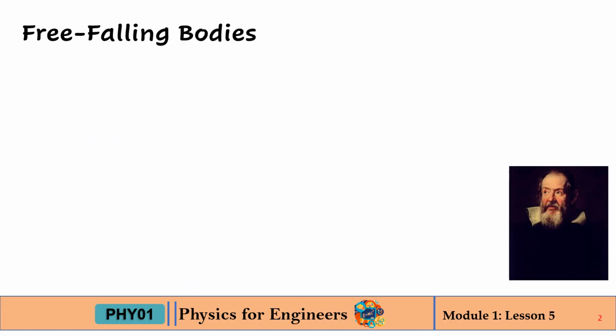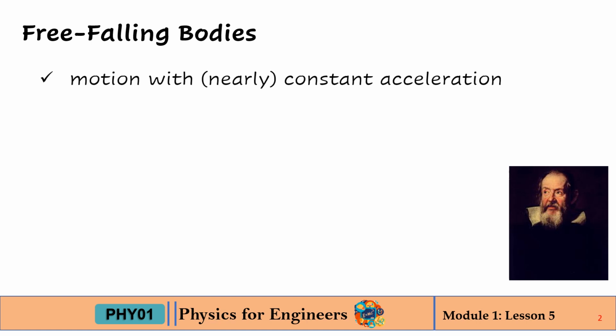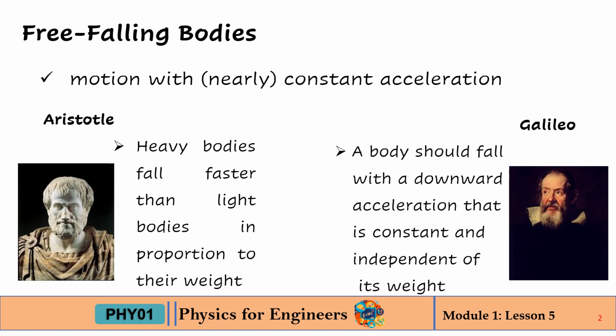The most familiar example of motion with nearly constant acceleration is a free-falling body under the influence of the Earth's gravitational attraction. Such motion has held the attention of philosophers and scientists in ancient times. In fact, in the 4th century BC, Aristotle thought erroneously that heavy bodies fall faster than light bodies in proportion to their weight. 19 centuries later, Galileo argued that a body should fall with a downward acceleration that is constant and independent of its weight.